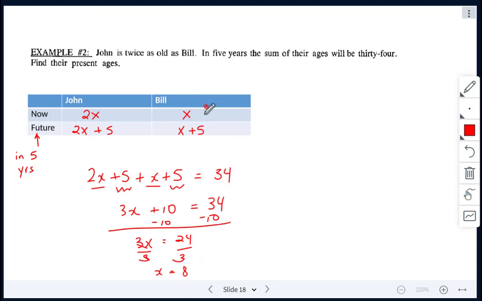All right, so go back to the original. Find their present ages, so now. So that means Bill is 8. And John is 2 times 8, so 16.